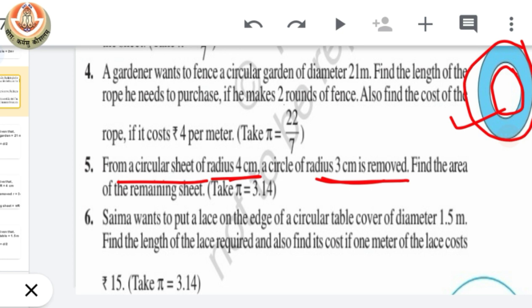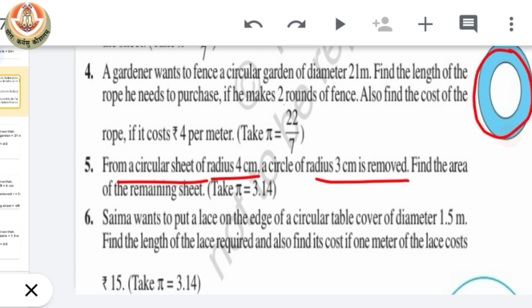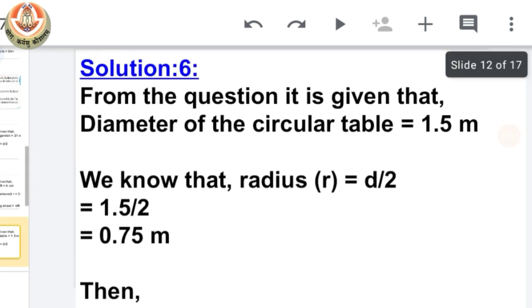So we have to answer, find the area of the remaining sheet. We have to find the area for this blue sheet which is remaining. So what we have to do, first we will find the area for this bigger circle. Then we will find the area of this small circle. And after finding the area of both circles, we minus the area of the small circle from the bigger one. So we will have this answer, that is the area of the remaining sheet.